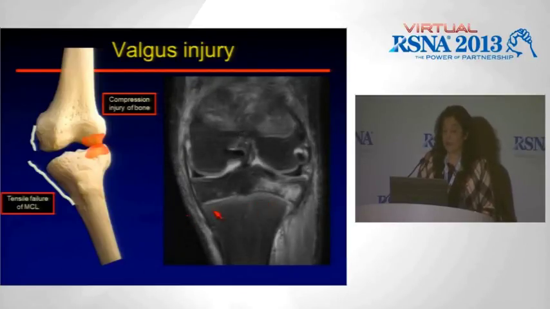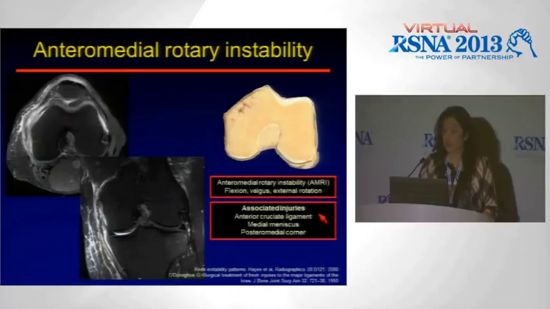The first mechanism we'll talk about is a pure valgus injury. This results in a failure of the medial collateral ligament, usually above the line of the tibial articular surface, closer to the femoral side, and it results in compression injury of the bone laterally, which can take the form of contusions, or it can take the form of subchondral or osteochondral fracture, as we have in this particular patient.